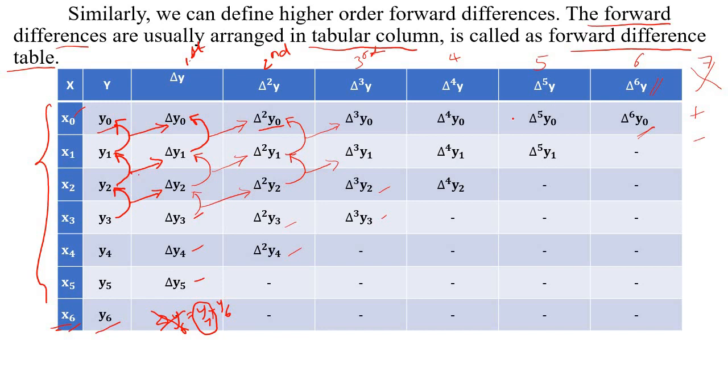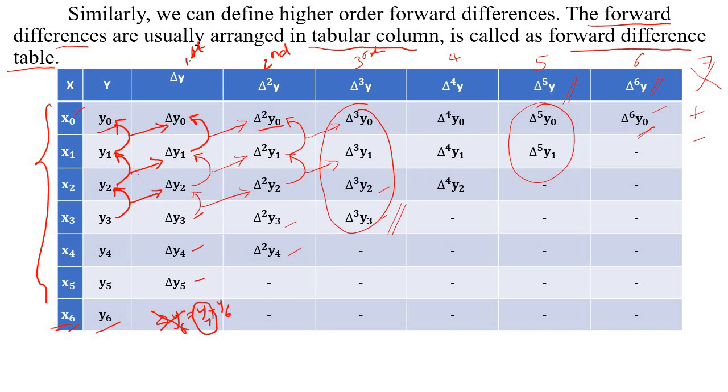Sometimes here all the elements may be 0. In that case, no need to find the sixth order also, because 0 minus 0 gives 0. We know that. So in that case, we can stop here. We need to complete the table in such a way that in the last column, we need at least one element, or all the elements of that column are 0. So that completes the forward difference table.